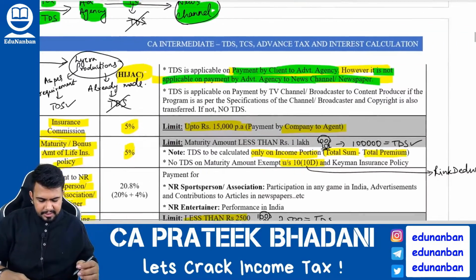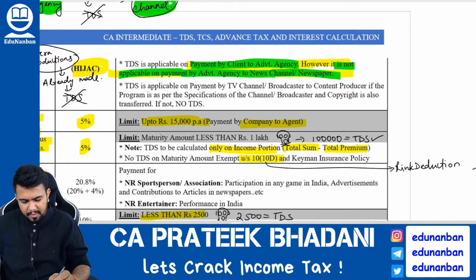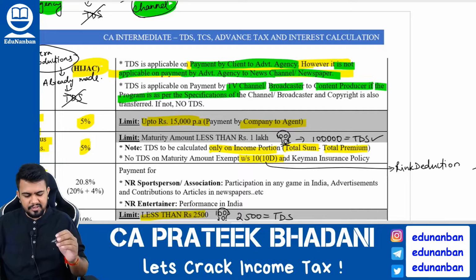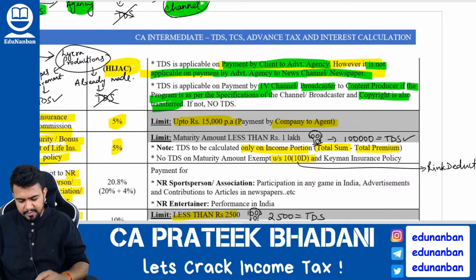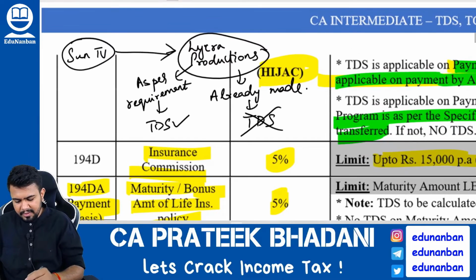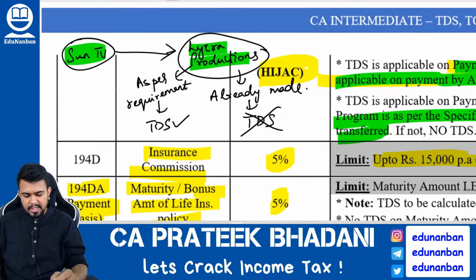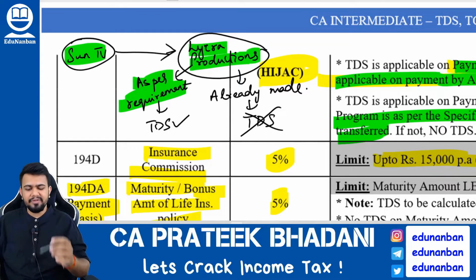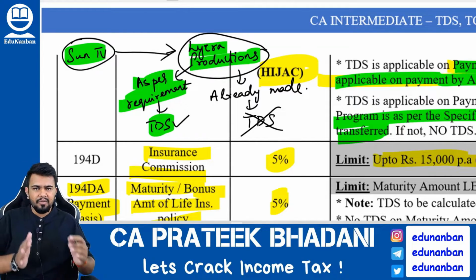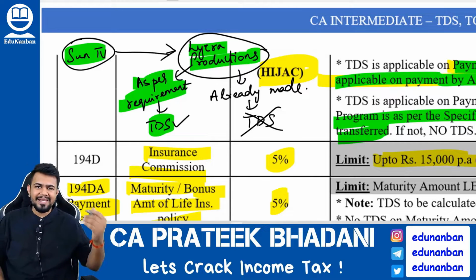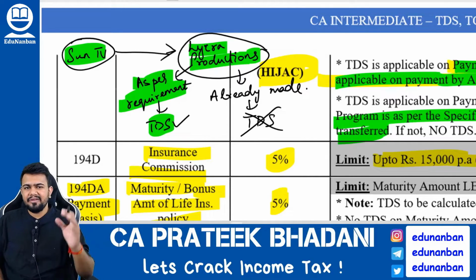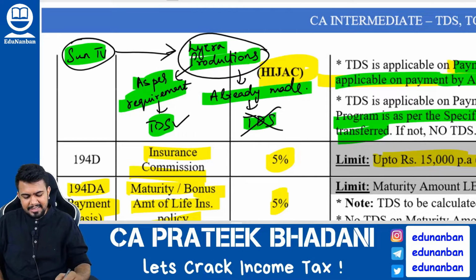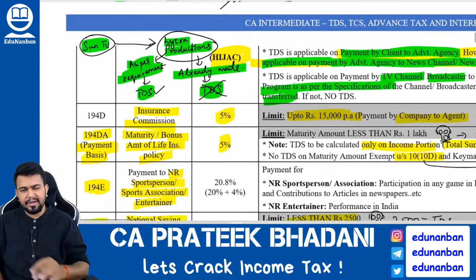You get my point? Next, TDS is applicable on payment by TV channel or broadcaster to a content producer if the program is as per their specification and copyright is also transferred. If not, no TDS. So I give you an example. If Sun TV is approaching Lycra Productions, now Lycra Productions is making a TV serial as per the requirement of Sun TV, then Sun TV should deduct the TDS. Okay, and it is also giving the copyright to Sun TV. Next, what is one more example? If Lycra Productions is already having a TV serial, the rights of that TV serial which is already made, if it is giving to Sun TV, in such case no need to deduct the TDS under 194C.